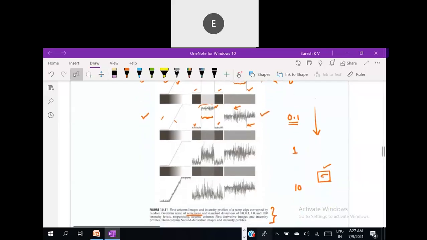Okay. Now, can somebody explain what has happened here? What do you conclude from this next image? This image.